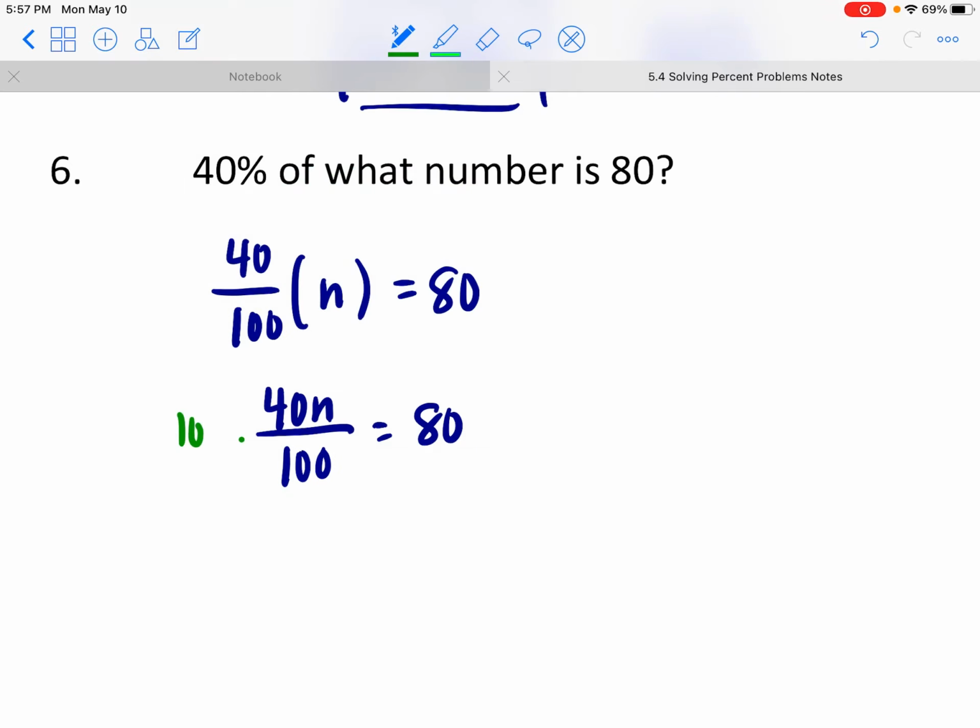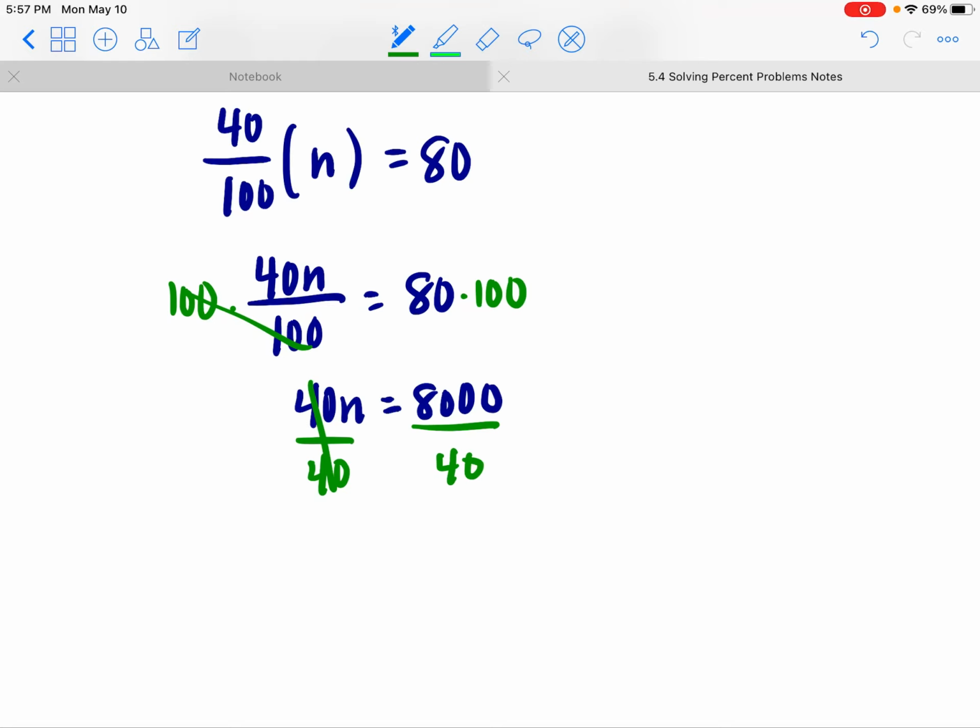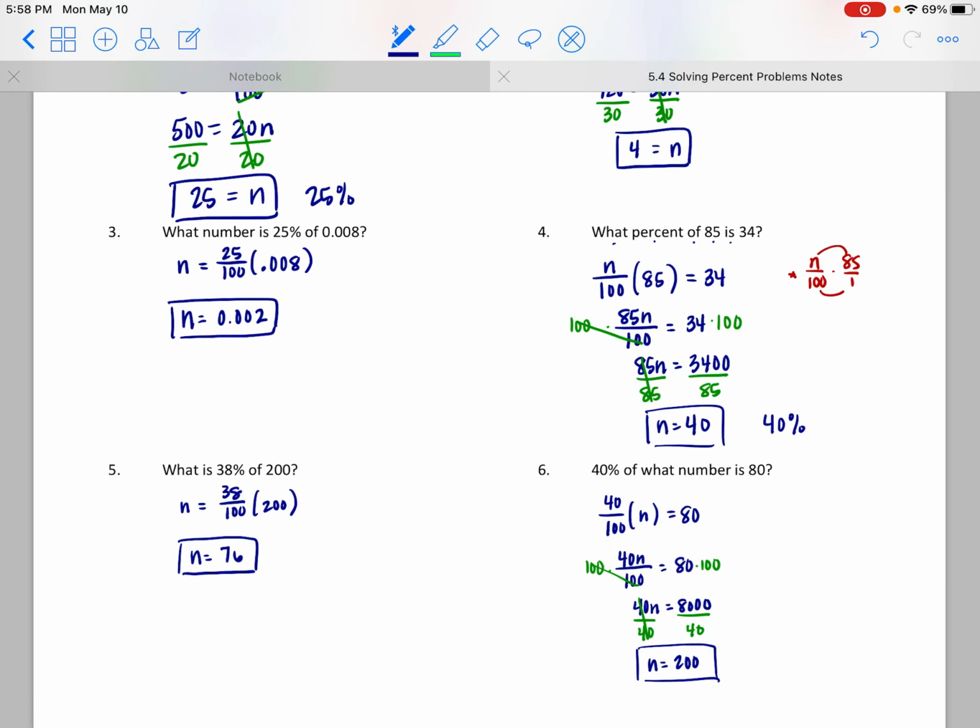And then we're going to divide both sides by 40. That's going to get rid of the multiply by 40, and then n is going to equal, that's going to be, what, 200? Let me just not trust my overworked brain here. And there it is, 200. So n equals 200. So the question was, 40% of what number is 80? Well, 40% of 200 is going to be 80. Okay, so there you have it.